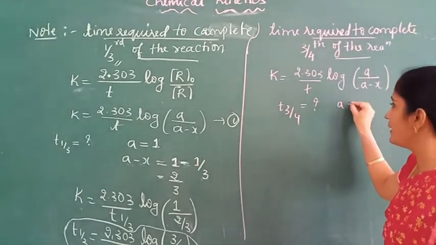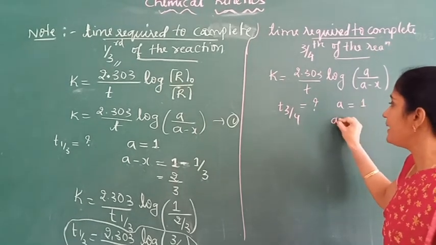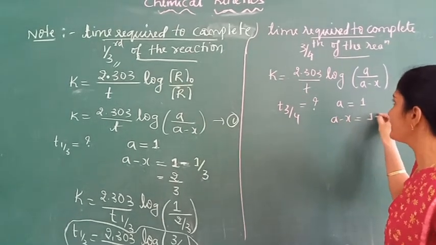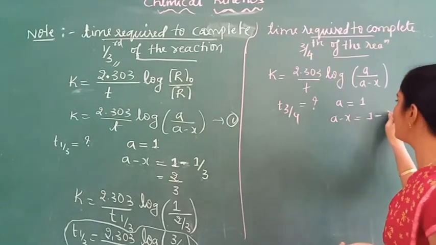So let us assume a concentration is 1 and a minus x concentration equals 1 minus, here the completion of the reaction is 3/4.